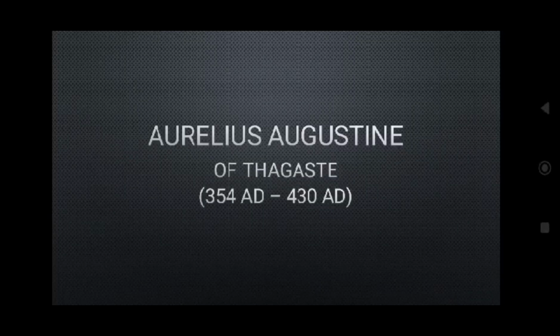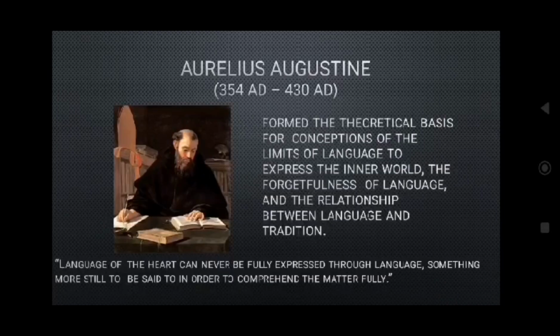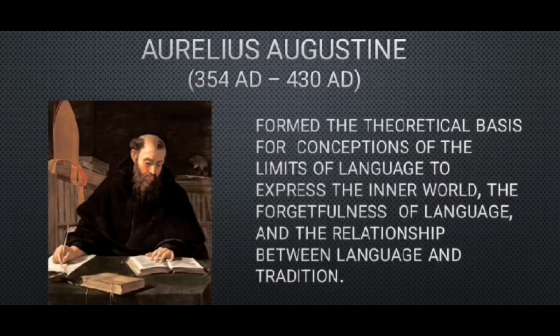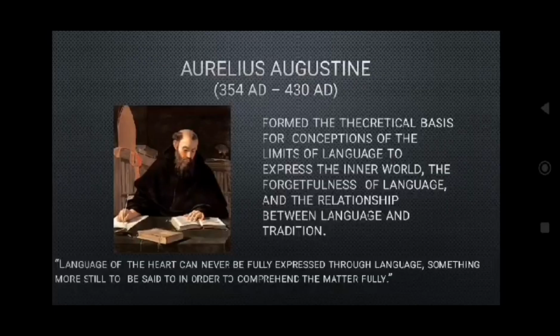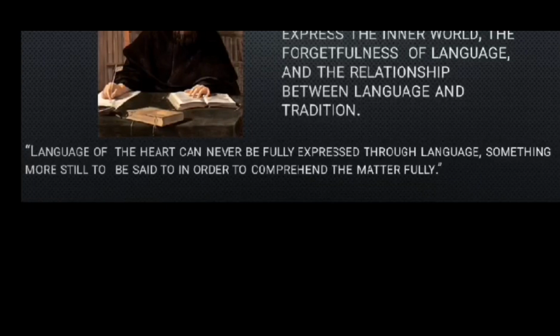Aurelius Augustine of Thagaste lived 354 AD to 430 AD. Aurelius Augustine formed the theoretical basis for conceptions of the limits of language to express the inner world, forgetfulness of language, and the relationship between language and tradition. Language of the heart can never be fully expressed through language. Something more still to be said in order to comprehend the matter fully.